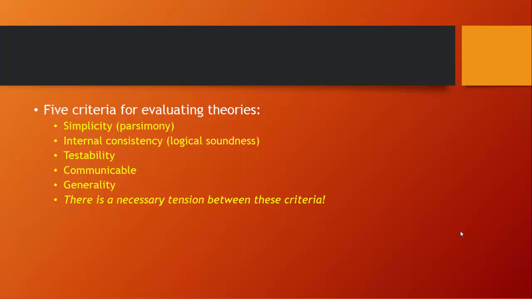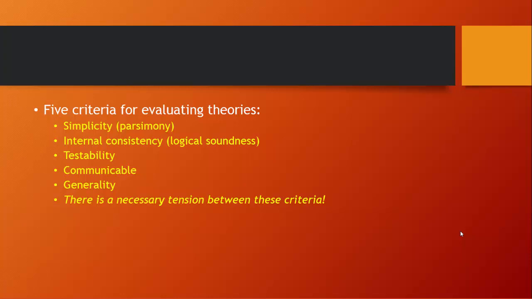The internal consistency or logical soundness suggests that it should not be possible to derive contradictory implications from the same theory. Testability implies that we should be able to derive expectations about reality that are concrete and specific enough for us to be able to make observations and determine whether the expectations are in fact supported.